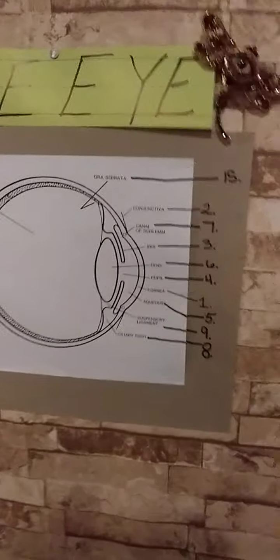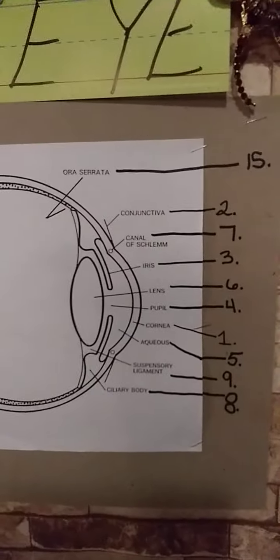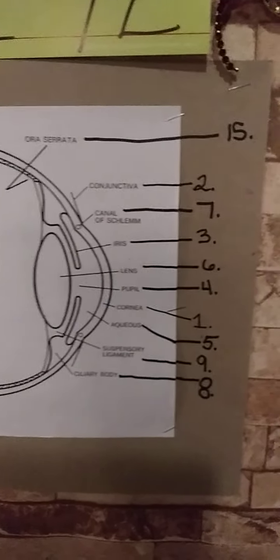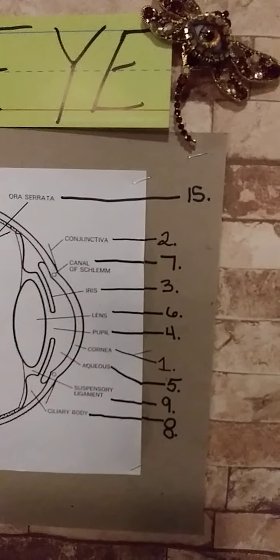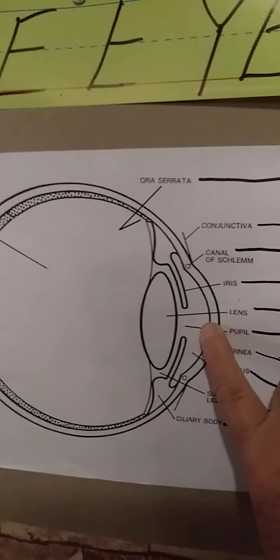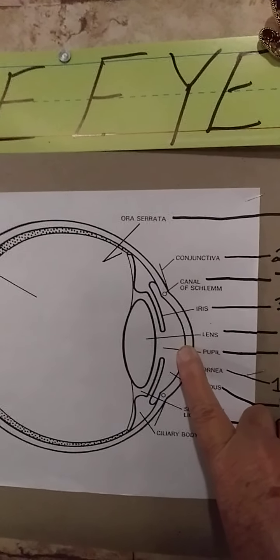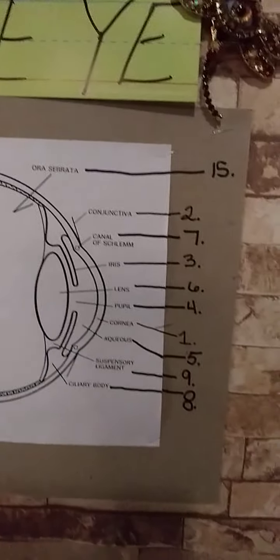Okay, let's start with this side of the eye, my right. Number one is the cornea. And the cornea is the front transparent part of the outer protective layer of the eye. It has a bulging curvature, which means it curves, and it provides refraction and focal strength of the eye.